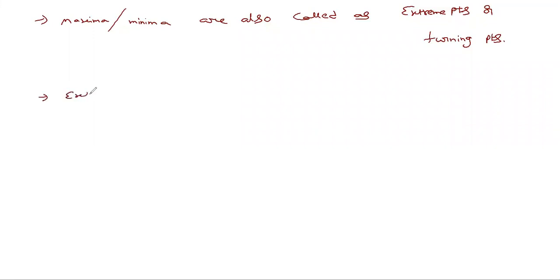Let us take some examples graphically to figure out local maxima and local minima. X is equal to A. What about this? Local maxima or local minima? Local maxima.